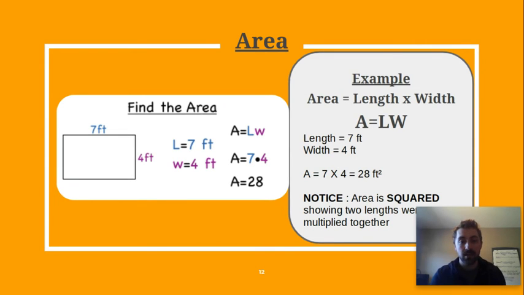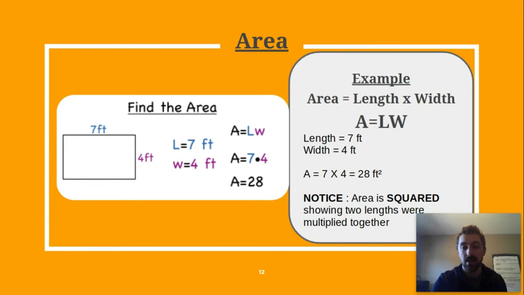So let's have a look at an example here. First, we have our area equals length times width. The length that we've seen is 7 feet. The width that we have is 4 feet. And the area then is equal to 7 times 4, which is equal to 28 feet squared, because 7 times 4 is 28, and that's squared.